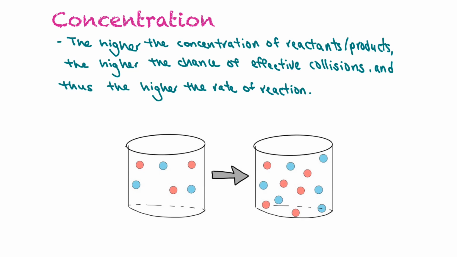So the first factor would be concentration. The higher the concentration of the reactant, the higher the chance of effective collisions, and thus the higher the rate of reaction. In this example over here, there aren't very many reactants involved. But over here, in the same volume, there are twice as many reactants. So the likelihood of there being successful collisions is higher.